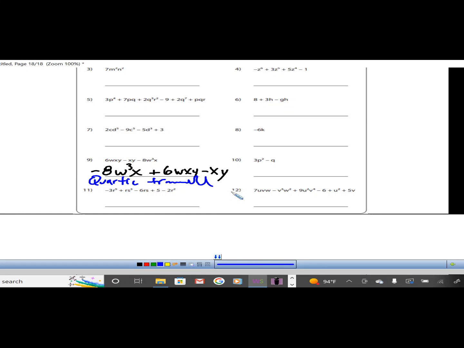All right, last but not least, look at number 12. Share with your neighbor what you got for number 12 in standard form and then the name. I'll give you some time for that. Standard form number 12.